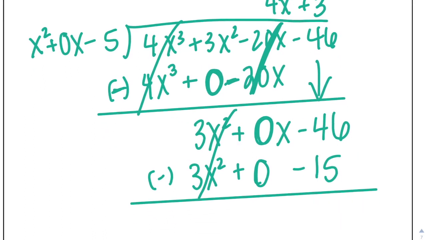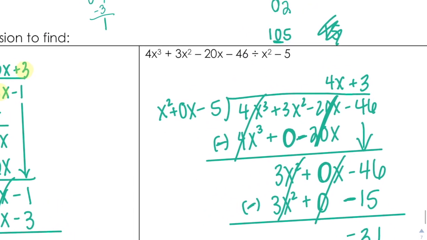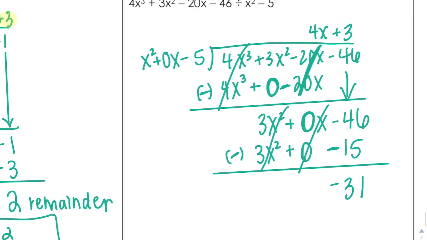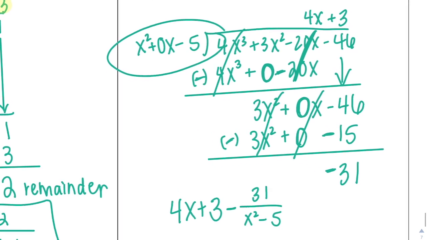That cancels. 0 plus 0 makes 0. There's nothing there. And it's not negative 46 minus 15, but negative makes it negative 46 plus 15, which is a negative 31. And there's nothing to bring down. So that's my remainder. So how many times does x squared minus 5 go into this? Well, my answer is it goes in 4x plus 3 times with a remainder of negative 31 over what I was dividing by, x squared minus 5. And I put a minus here because my remainder was negative 31.